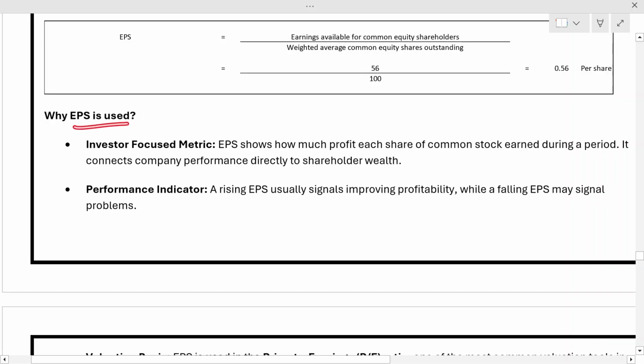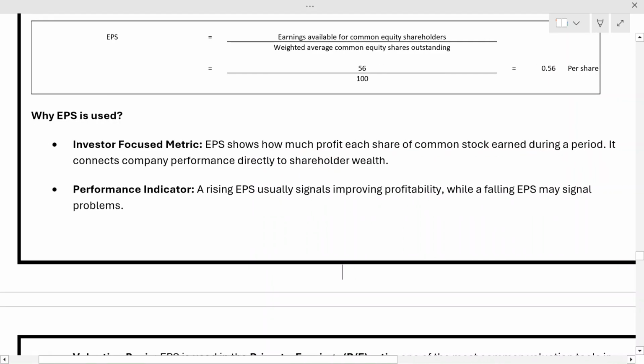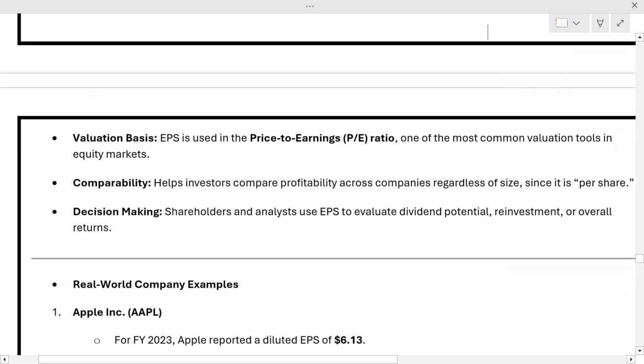Now why is the EPS used? Because EPS shows how much profit each share of the common stock earned during a period. So it connects the company's performance directly to the shareholders' wealth. Now, it is a performance indicator. A rising EPS usually signals improving profitability, because if equity holders are earning more, it should reflect in the EPS, while a falling EPS may be a signal of problems.